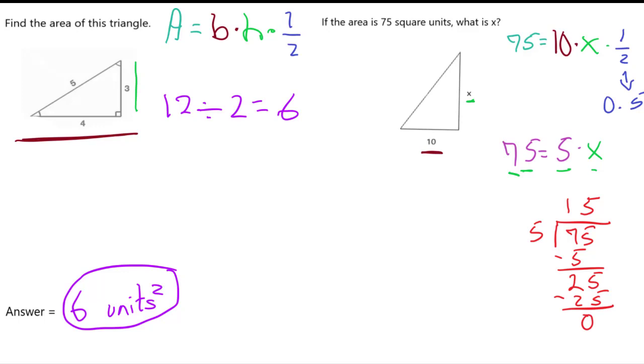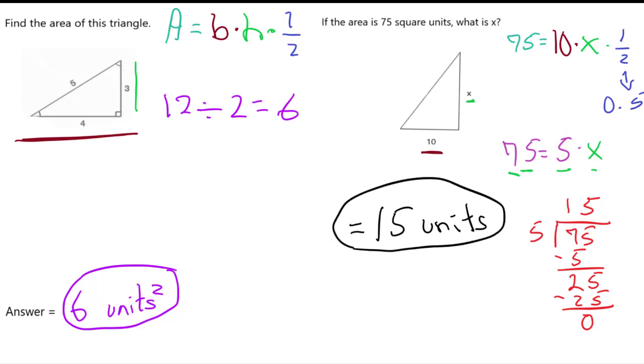But we still need to put the label. And again, in this question, they have not given a label for the numbers. So we're going to put units again. But we are not going to put units squared because we were not finding the area in this question. The area was already given. We're finding one of the sides. So it would be just 15 units. And that would be it. This would be our answer.